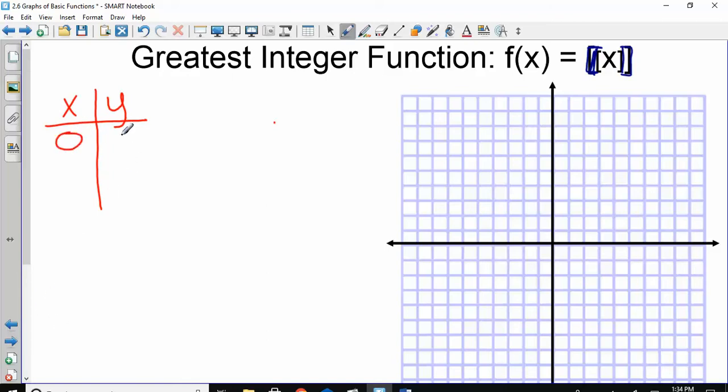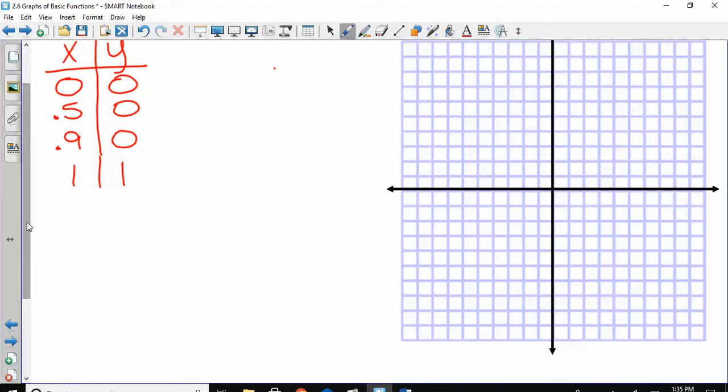So if I put in a 0, 0 is an integer, I get that out. If I put in 0.5, 0.5 falls between 0 and 1. What's the smaller of those two numbers? 0. If I put in 0.9, 0.9 is between 0 and 1. You always get the smaller one back, so it's still giving me 0. But what happens when I plug in a 1? You get 1 out because 1's an integer.